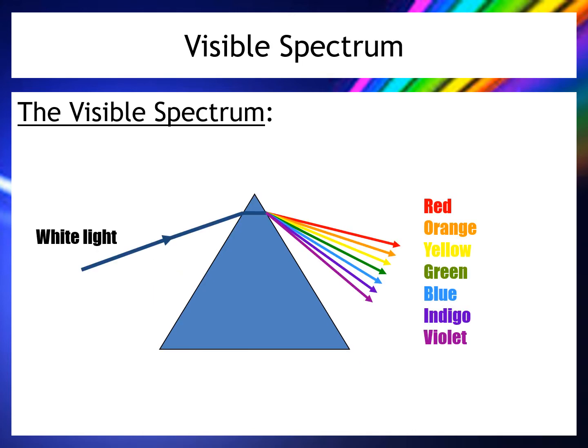The results here aren't a surprise. We get the white light splitting into the visible spectrum, so the 7 colours of the rainbow: red, orange, yellow, green, blue, indigo and violet.